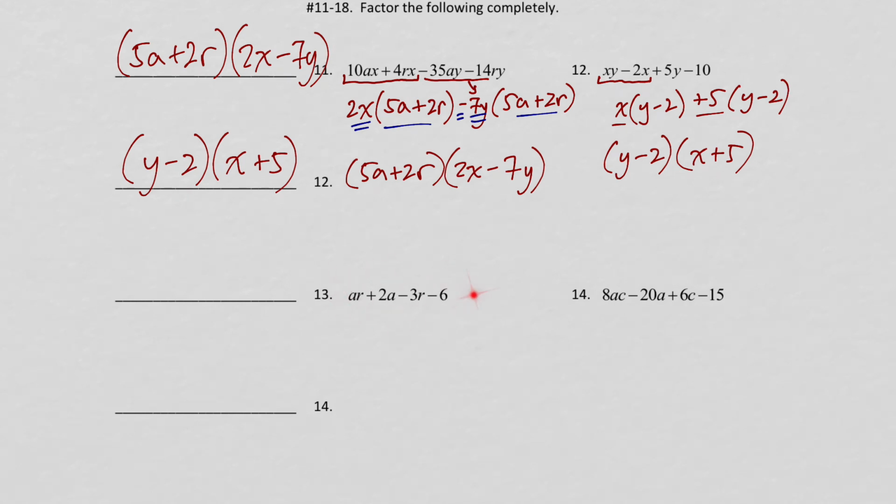Here I have 4 terms. I'll group the first 2 together, and I'll factor out that common a. And it leaves behind an r plus 2. So I'll leave a big space, and I'll put r plus 2 down again.